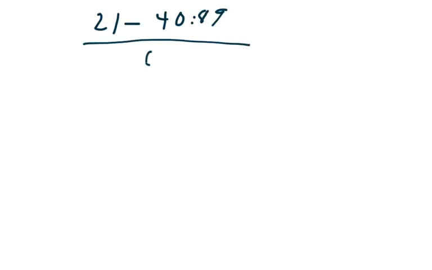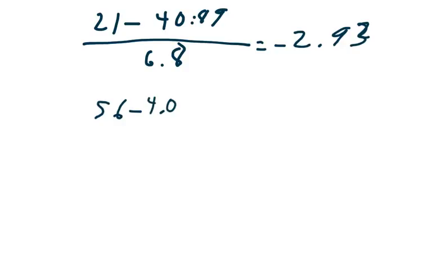In example number 4, we're going to do the same thing. We have a score of 21, which is the age. We have a mean of 40.89, and we divide by the standard deviation of 6.8. So this would have been negative 2.925, so we call it negative 2.93. Or for the age of 56, 56 minus 40.89 divided by 6.8 equals 2.22.